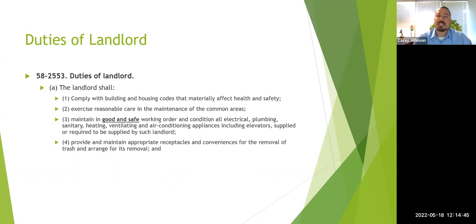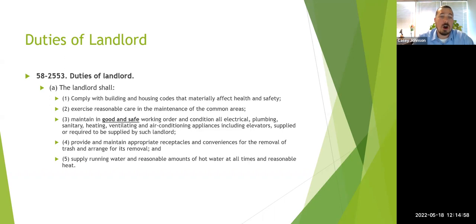They also have to provide exterior trash removal. So in receptacles, so not interior trash cans, but trash so that the trash companies can haul that away. And in addition to 3, they also have to supply running water and reasonable amounts of hot water at all times and reasonable heat. You'll notice that they do not include air conditioning. Most of the international property maintenance codes that most cities and counties cite to also don't include air conditioning. So that is not a requirement in Kansas.